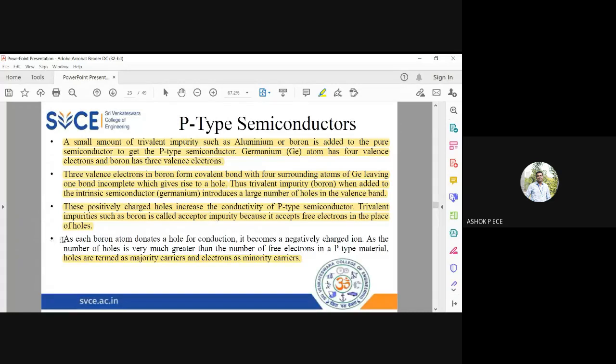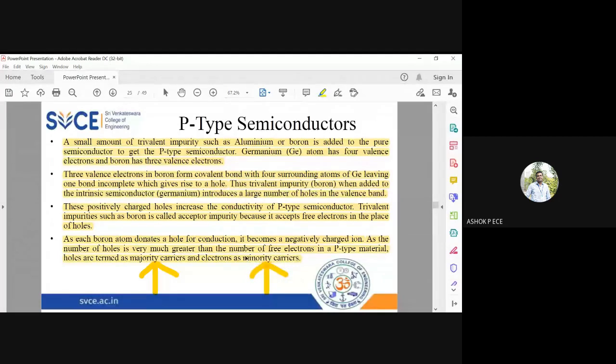And since each boron atom is accepting an electron for conduction, it becomes negatively charged. When you donate an electron, it becomes positively charged. When you accept an electron, it becomes negatively charged. So since more and more holes are there in the p-type material, the majority carriers are going to be my holes and electrons are going to be my minority carriers.